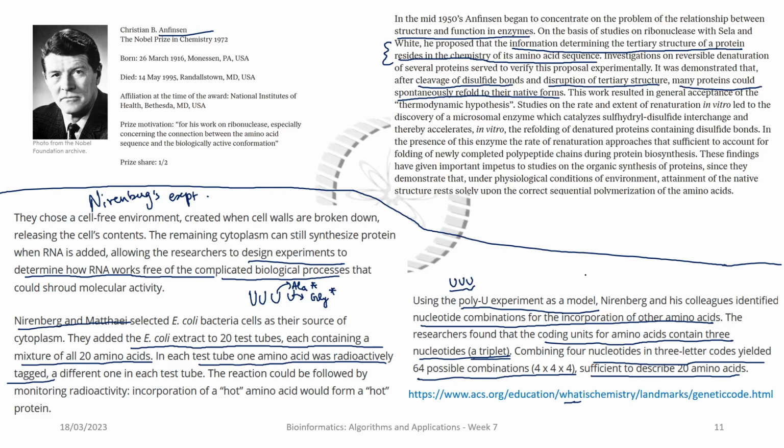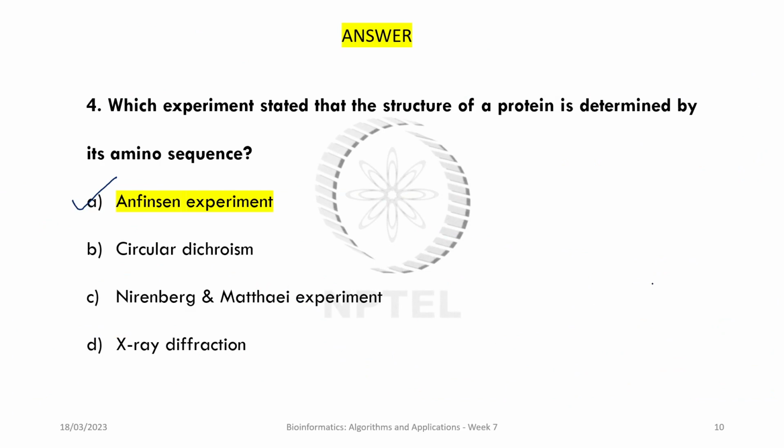So four nucleotides, A, U, C, G, because we are talking about RNAs here. And if you put them into all possible three-letter combinations, like AAA, AUA, AGC, and so on, you'll get 64 such combinations, and that's how they figured out how the amino acids are coded. So the answer for the previous question is Anfinsen's experiment.